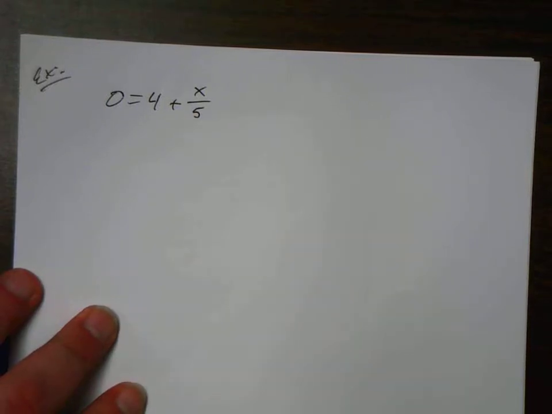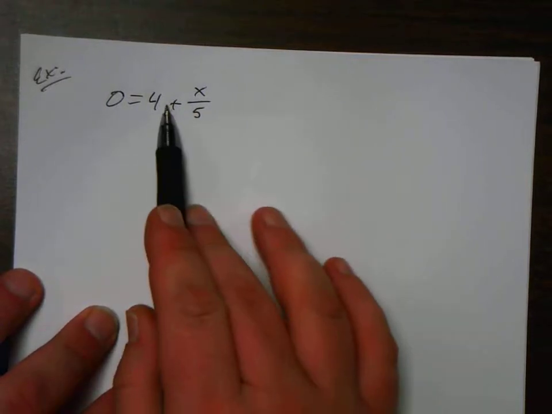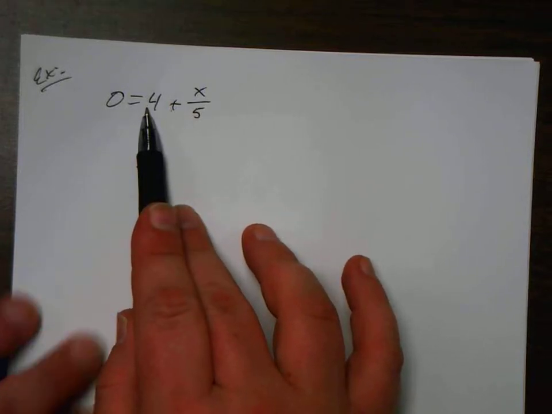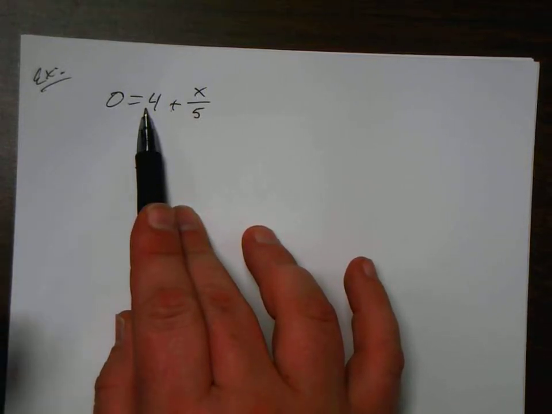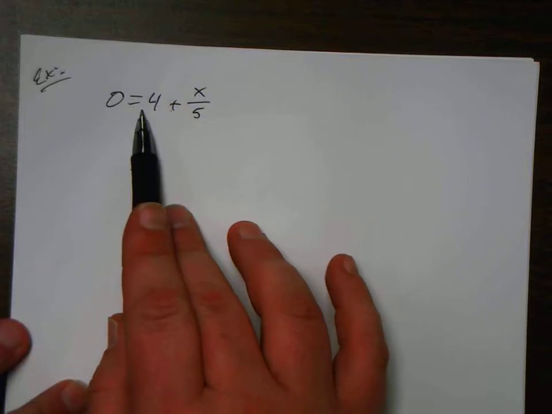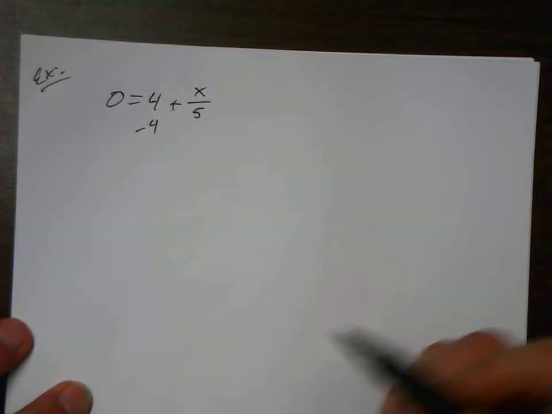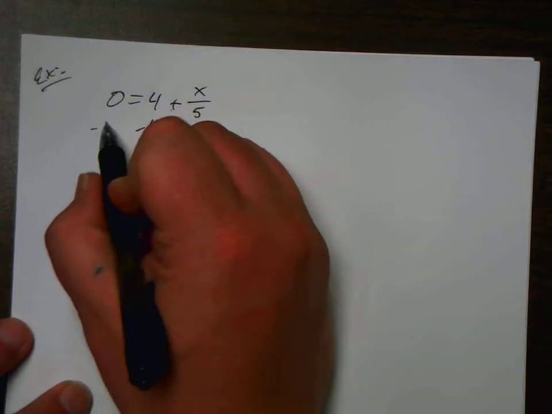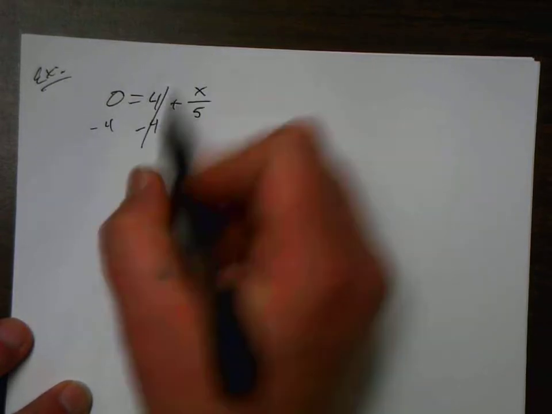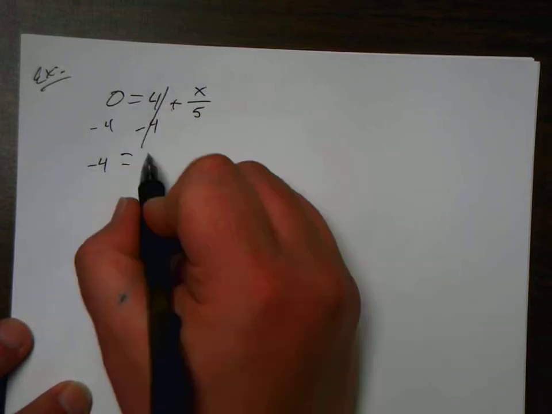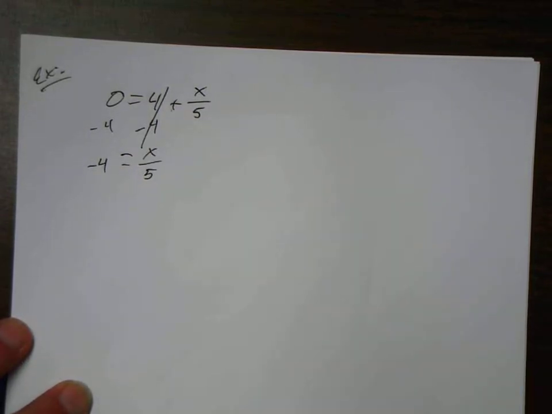Okay, following PEMDAS backwards, I have to start with any addition and subtraction. Well, here's this addition, and I look in front of the 4. Now, this is a positive 4. So a positive 4, I get rid of by subtracting 4. So I'd have to subtract 4 from both sides. It's gone over here, and 0 minus 4 is negative 4, and I'm left with x over 5.